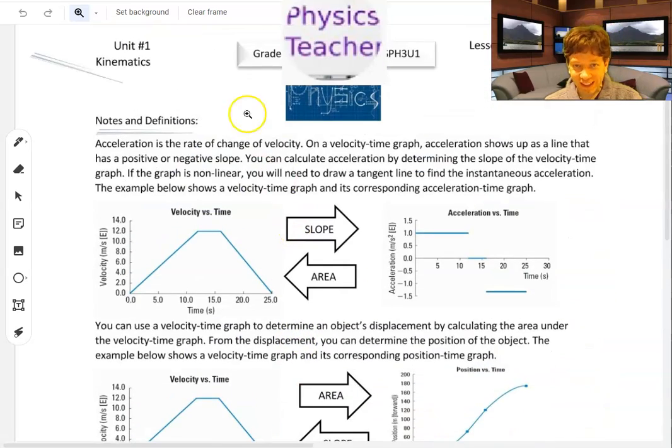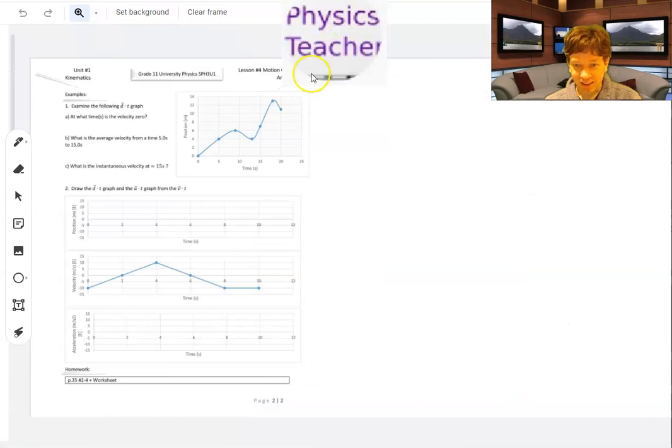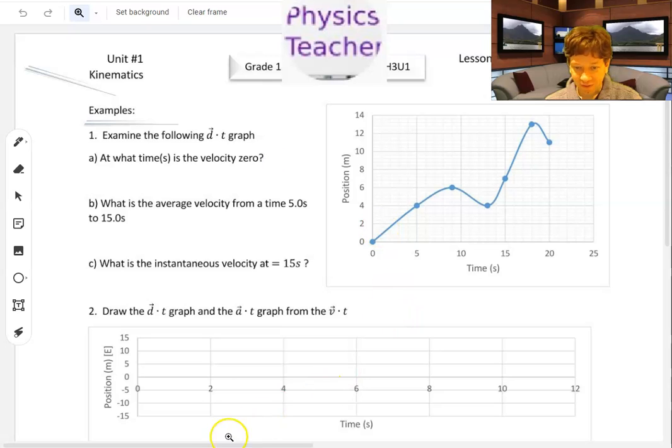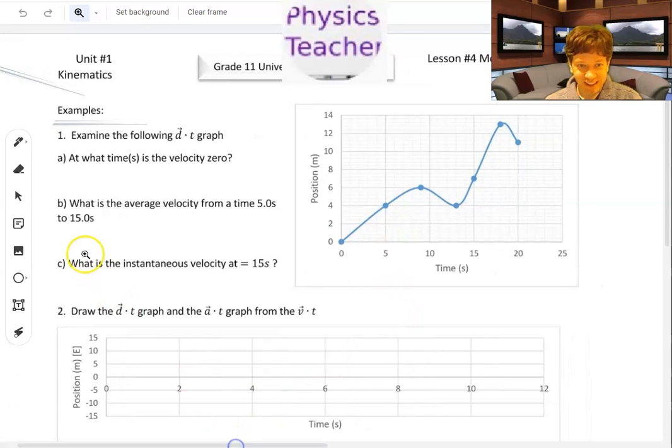Okay, so we're going to analyze some examples so that we can get better at these. Here's our first example. First example says to analyze this dt graph. So this is a position time graph. It says, at what time is the velocity 0?